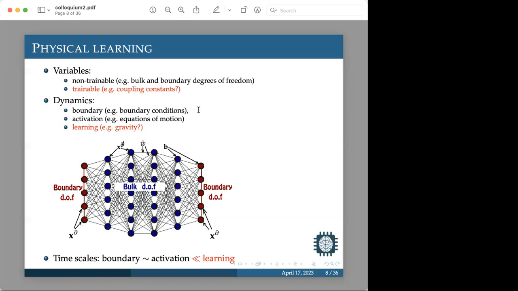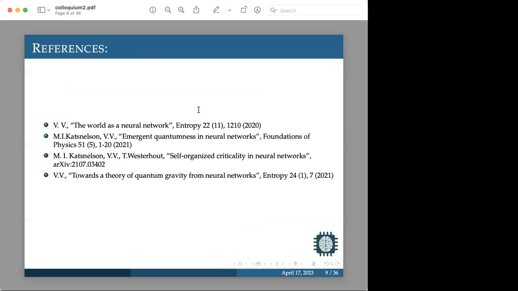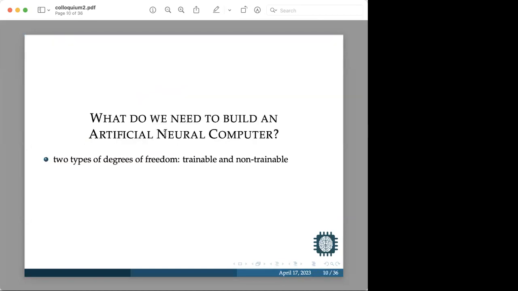So this is just an overview of what learning is in all three pictures: machine learning, biological, physical. But the main takeaway message is that we need two types of variables, the ones that have very different types of dynamics. One we'll call trainable, others we'll call non-trainable. And that's the first challenge that we're faced with if we are to build an actual machine that does thinking at the level of hardware. Any questions at this point?